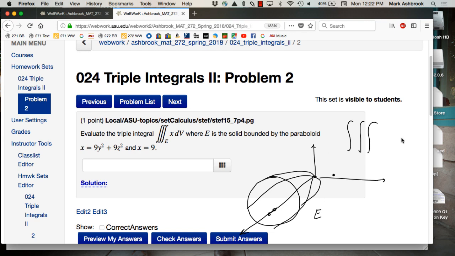We're going to evaluate x dV. So what should our dV be? We're going to make this as easy as we can on ourselves. So dx, so we're going to go from what to what when we do dx?